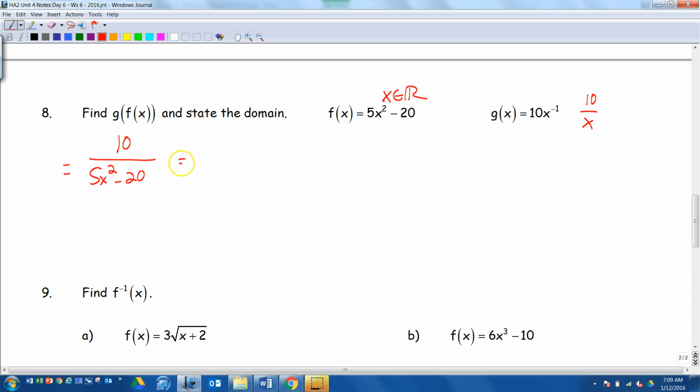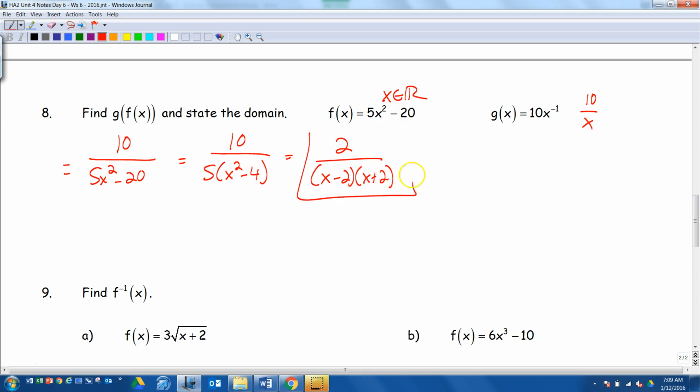To simplify, factor the bottom. We can take a 5 out of there, x squared minus 4. We can turn this into a 2 over 1, and then this factors to an x minus 2 and an x plus 2. Okay, so that's the final answer.